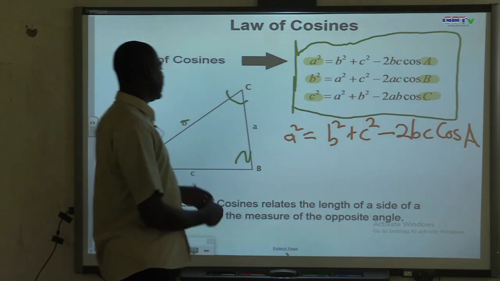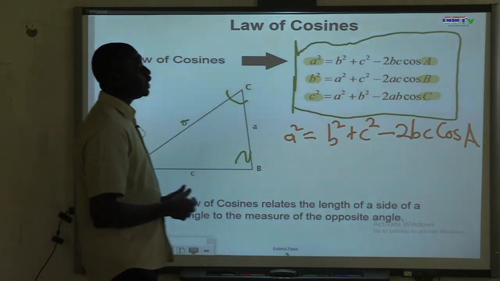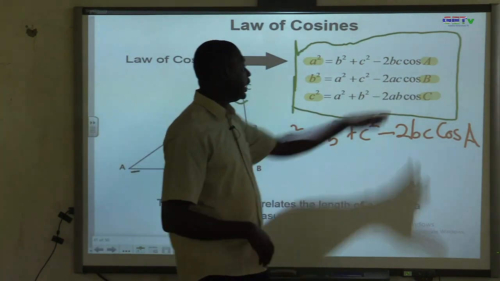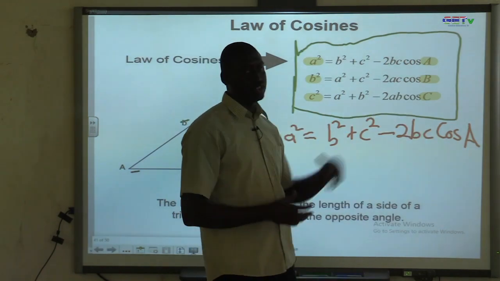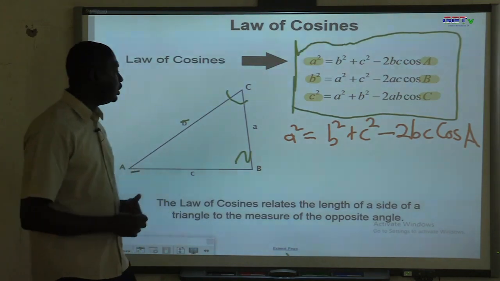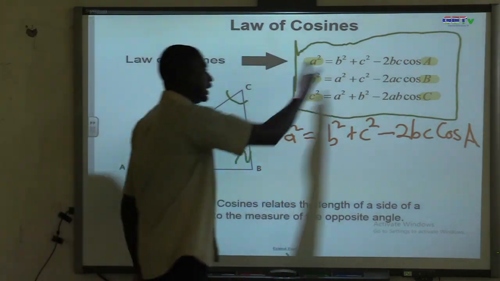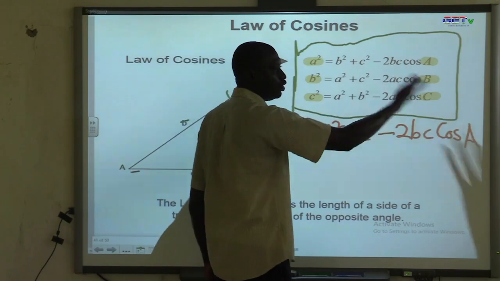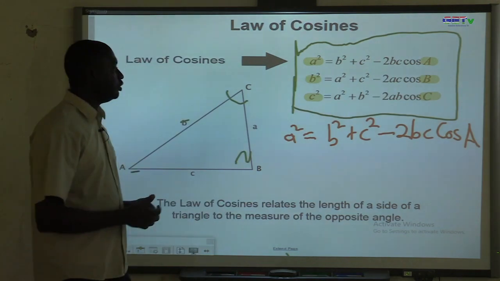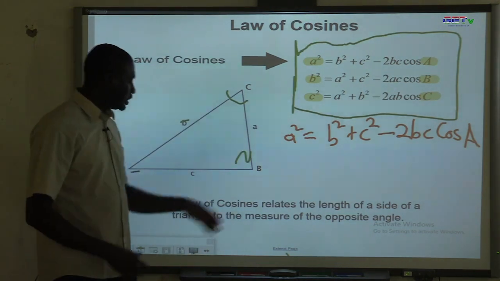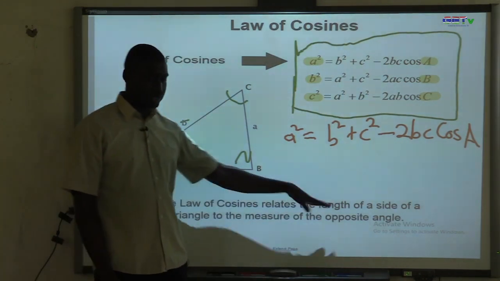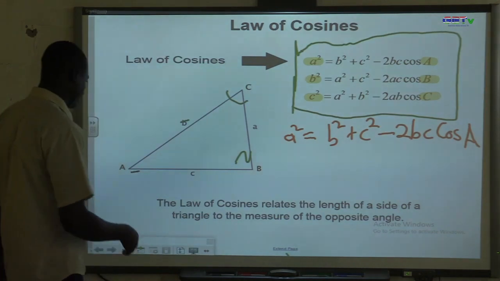If you are to find a missing angle, we can make cos A the subject of the formula. It's also possible, and cos B and cos C as the subject of the formula. In that case, it will be easier for us to find the angle than using this directly. Even though we can use this and then solve it, it's better you make cos A the subject in some instances for simplification. So the law of cosines relates the length of the sides of the triangle to the measure of the opposite angle. Okay?